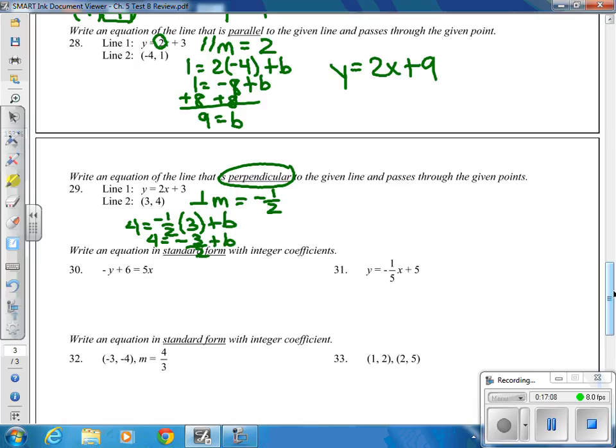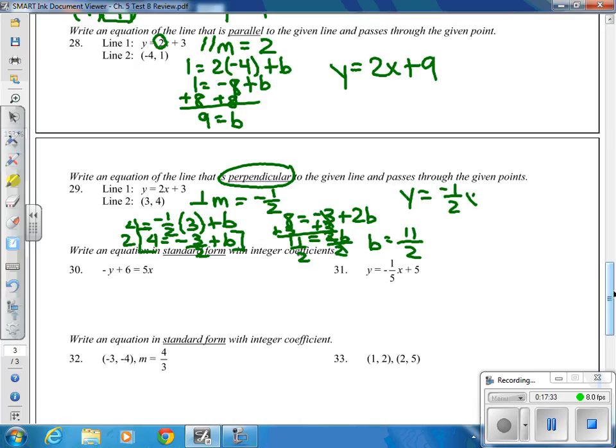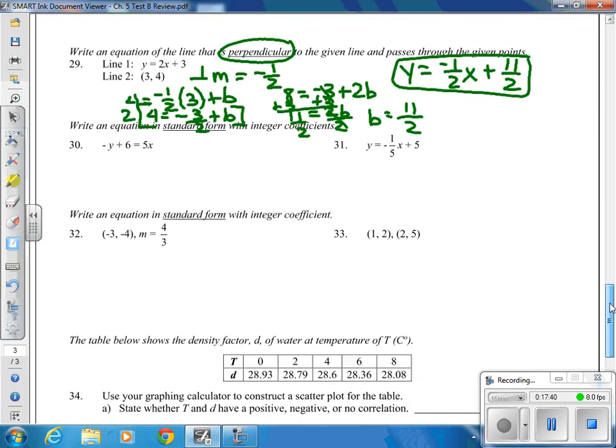Okay, if you don't like the fraction, multiply everything by 2 and it'll go away. So now I've got 8 equals -3 plus 2b. Add the 3 over. You get 11 equals 2b. Divide by 2. And you're going to get a b value of 11 over 2. So your b is 11 over 2. So put it all together and you'll have your perpendicular line. y equals -1/2 x plus 11 over 2. Right, this whole thing is for your perpendicular line. Okay, so you have to be able to write equations both ways.